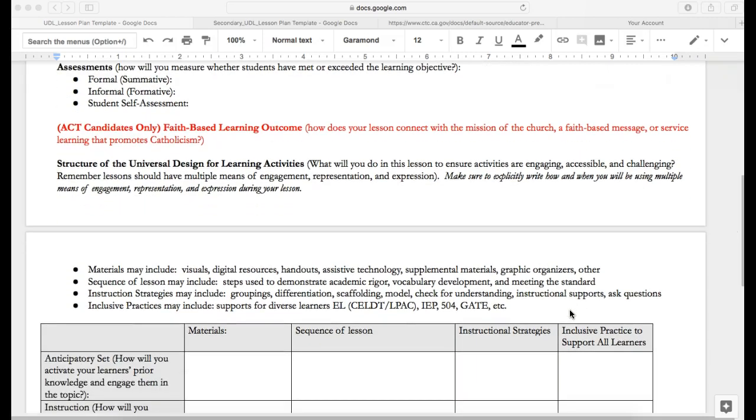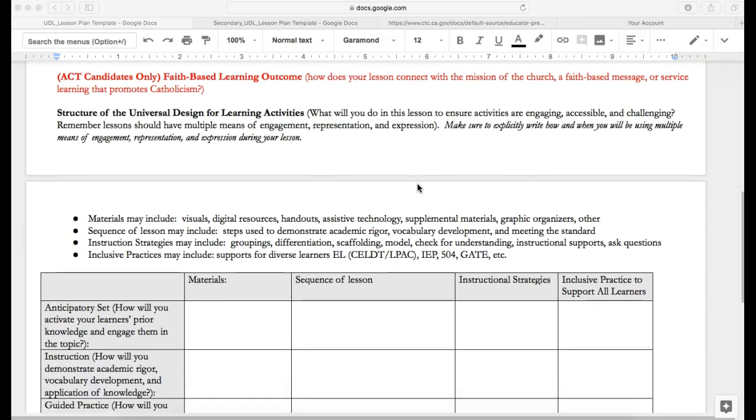So then when you look at the structure of a universal design for learning activity, and remember, universal design for learning is when the teacher is being proactive about how they design their lessons, and in designing lessons based on the students and the setting and the supports that are needed. And so all these lessons need to have multiple means of engagement, representation, and expression. So you want to write how you're actually using these different means of engagement, representation, and expression during your lesson.